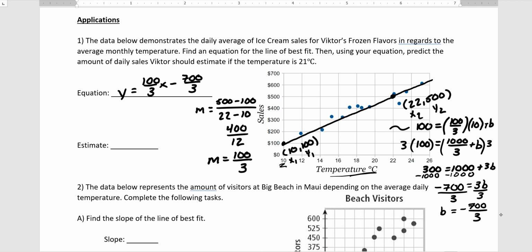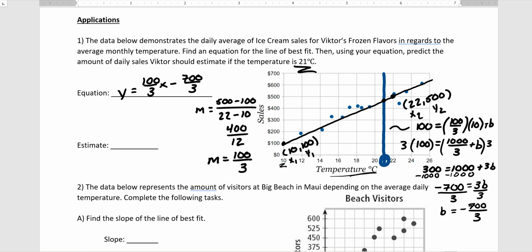All right, so now estimate. This is one where the graph is really helpful. We want to estimate when it's 21 degrees Celsius. Yes, I could totally plug 21 in for x and solve it that way. We could do that. However, notice on my graph, 21 would be right here. So let's create this vertical line where 21 is, and then we can approximate that value.